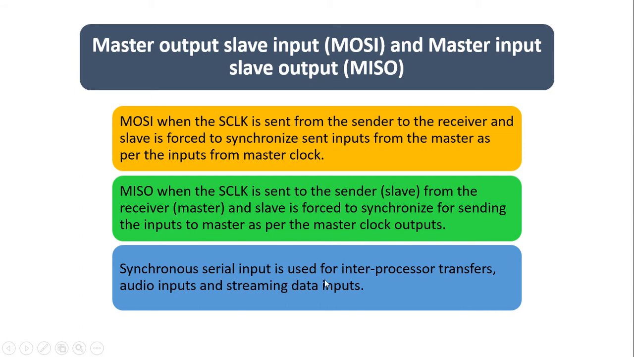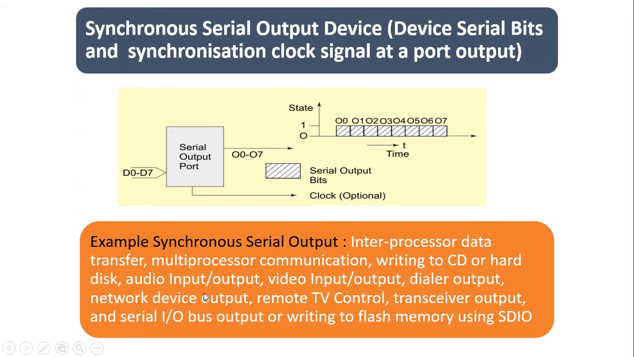Synchronous serial input is used for inter-processor transfer, audio input, and streaming the data input. Synchronous serial output devices send the serial bits and synchronization clock signals at the port output. Examples of serial outputs are inter-processor data transfer. As with serial input, the serial output has the same applications.